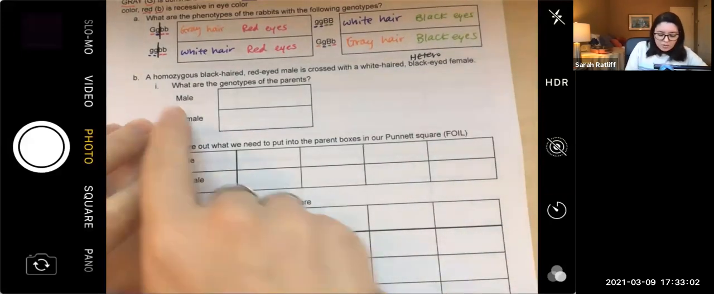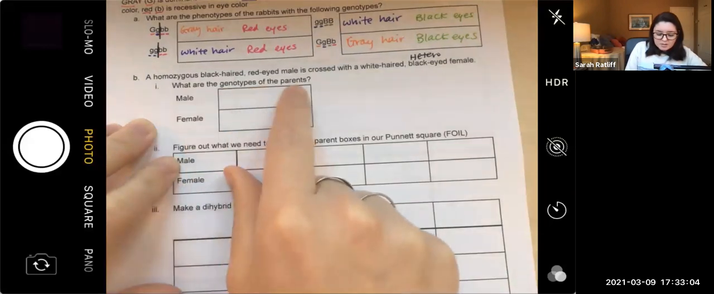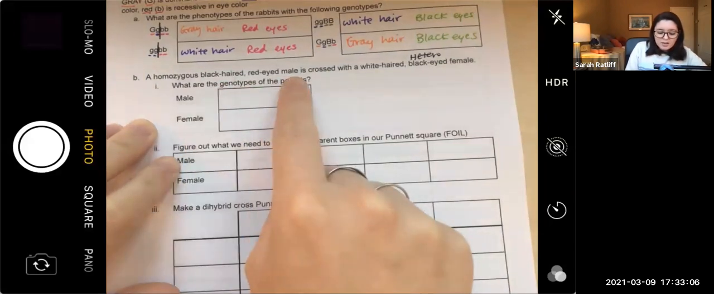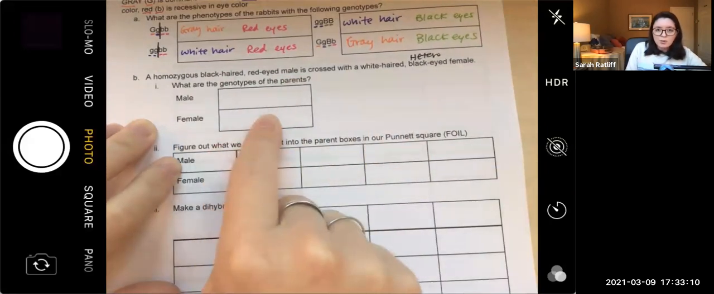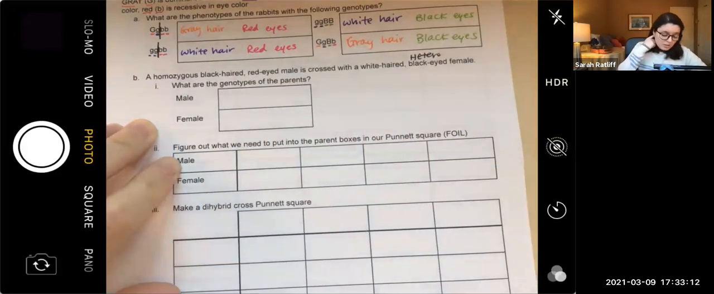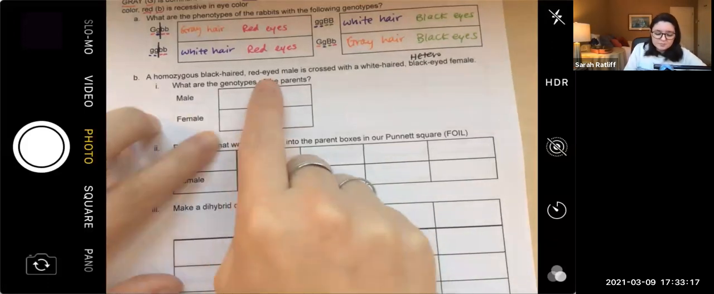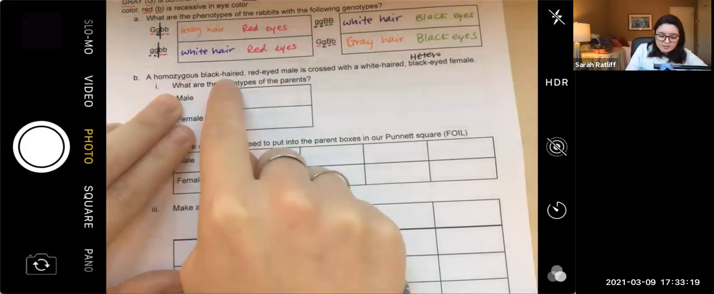B is asking, what are the genotypes of the parents? So we're given the phenotypes, the hair color, the eye color, but what are the genotypes? What does that look like with the letters for our alleles? All right, so let's take a look at the male because the male will come first. Homozygous black-haired.